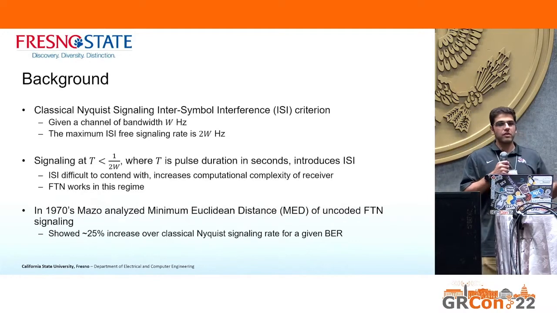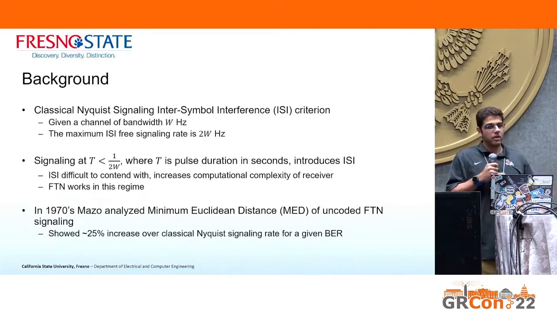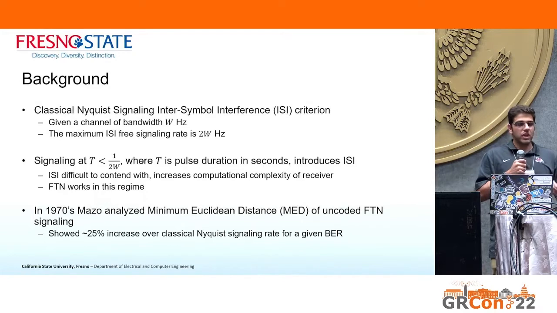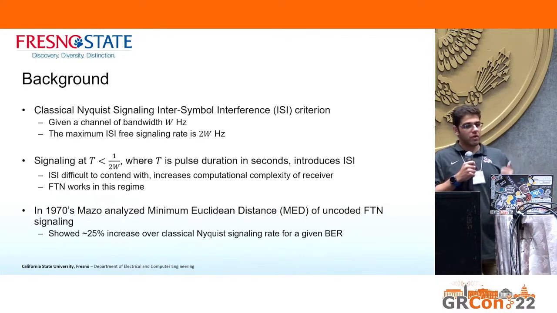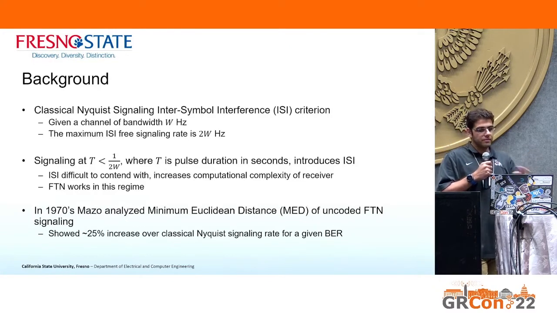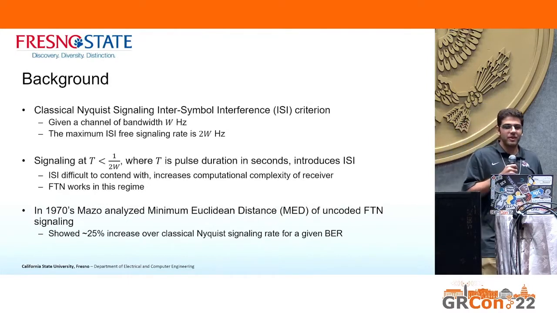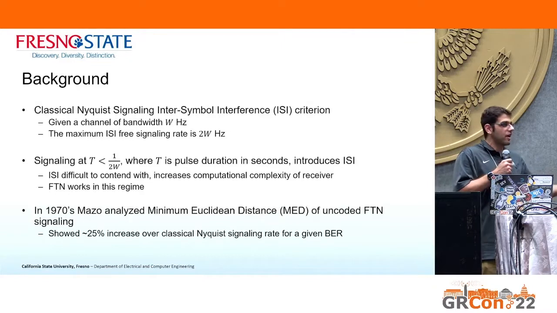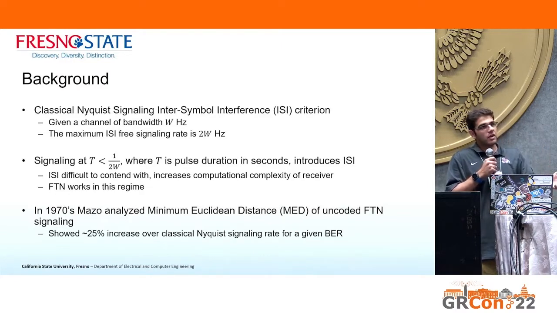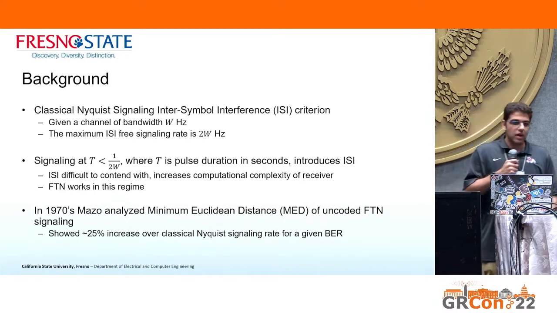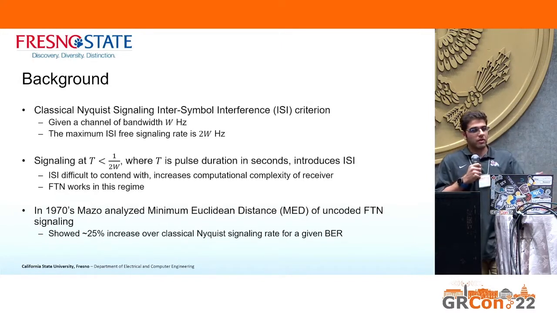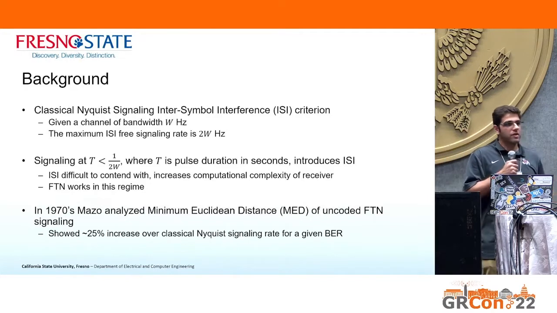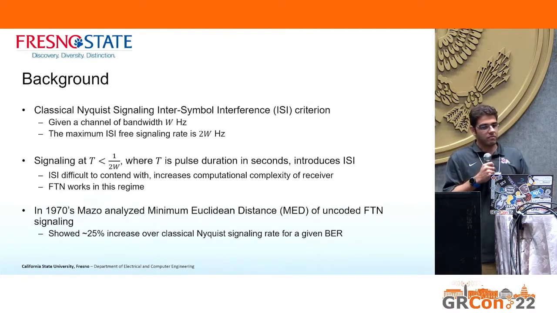So we know classical Nyquist signaling, right? The ISI criterion tells us that for some given channel bandwidth, W hertz, the maximum ISI-free signaling rate is 2W. But faster than Nyquist signaling works in a regime that is faster than that. But the problem is it introduces ISI, and ISI, although we can deal with it, introduces way too much complexity in the receiver. And in the 1970s, the famous work was by Mazo, where he did an analysis using a minimum Euclidean distance detector, and he was able to show a potential 25% increase in the signaling rate for the same given BER.